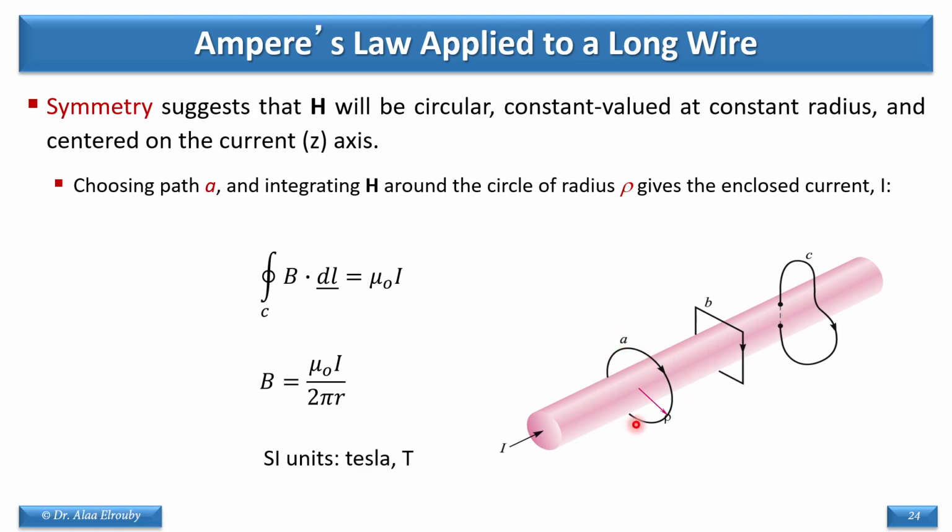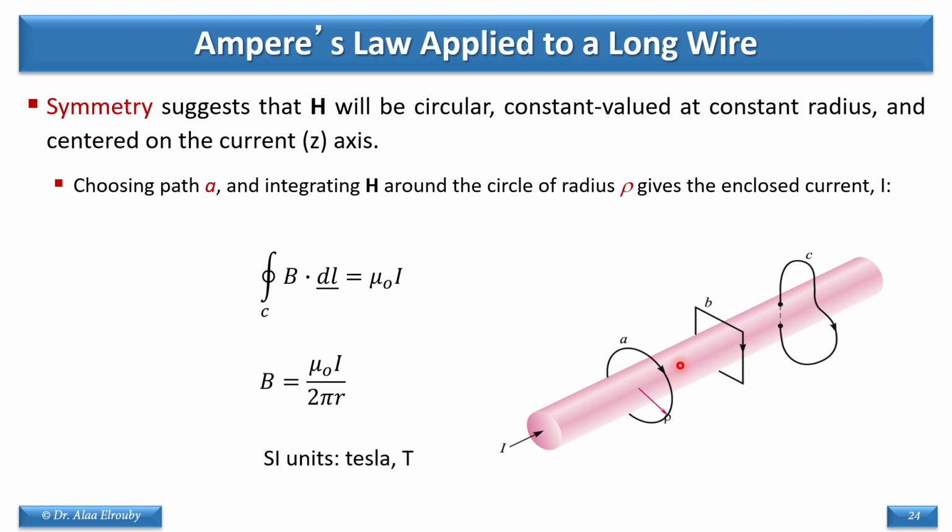When we have symmetry, this integration becomes a multiplication: B multiplied by the length. So we can find B. But if we choose this other contour, we don't know how the field is varying, so we can't find the magnetic field with this choice of contour. So the choice of the contour is very important, and this is why we say Ampere's law is always valid, but it is not always useful in solving the problem.